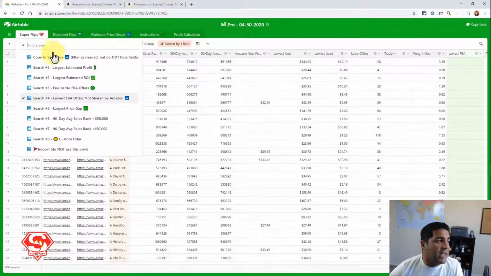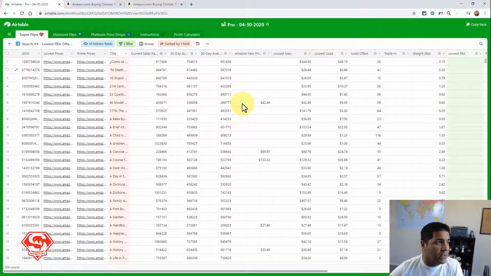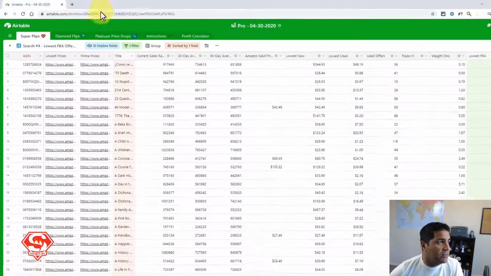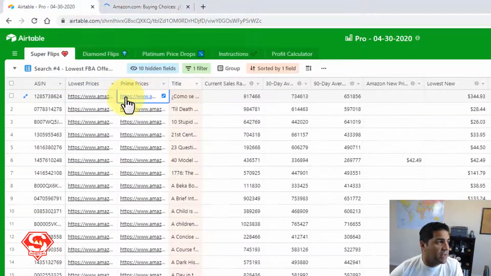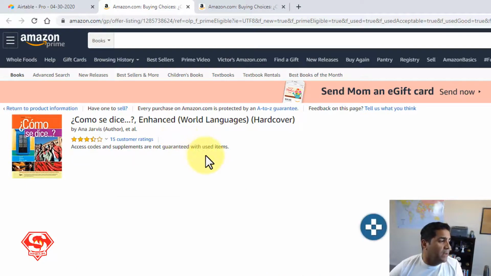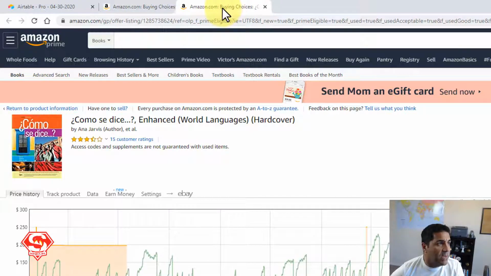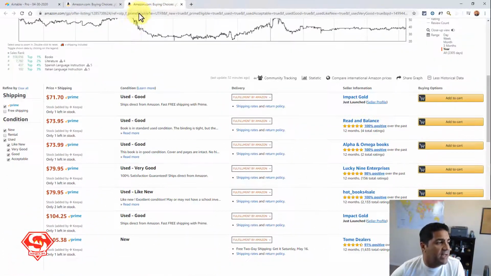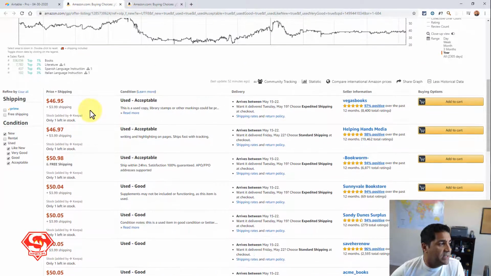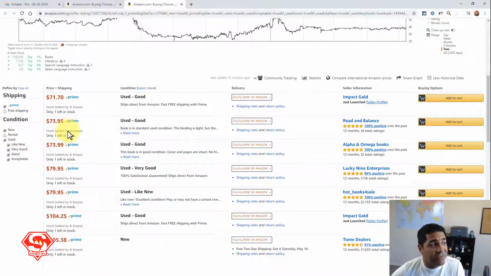So we're going to look. Again, this is search number 4. The lowest FBA offers are not shared, so we don't know. So we're going to go in and look. Let me kill those other 2 tabs. Let me click on the lowest price and lowest prime. Okay, so here we go. These are the prime prices. You can see that there are a bunch of prime prices, but Amazon didn't share it with us. And you can buy these books around $50 with tax, and maybe you sell it for $70.